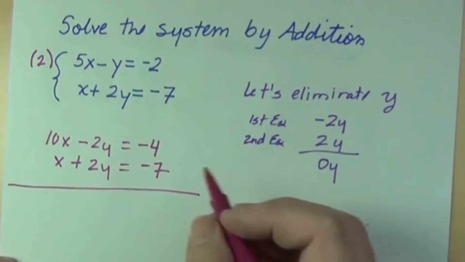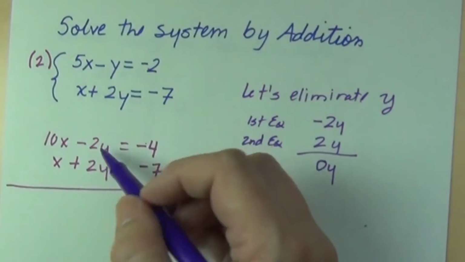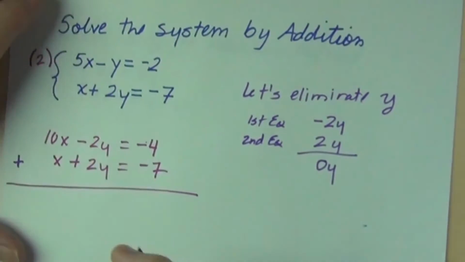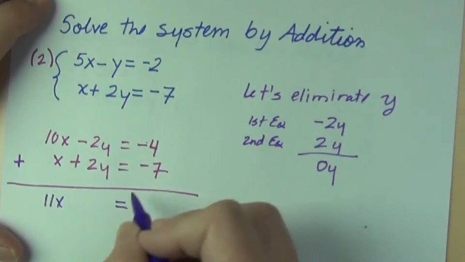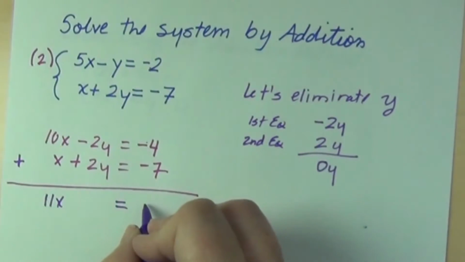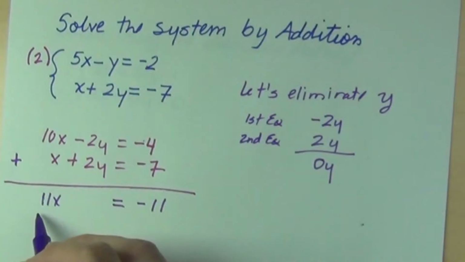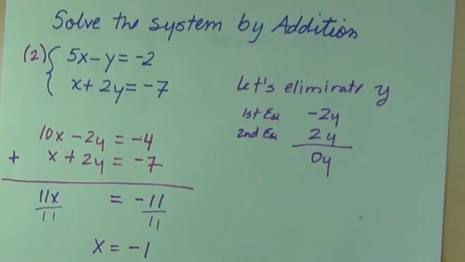All right. Once we have opposites, additive numbers that add to 0 in front of the y, we simply can add these two together. So let's do that at this time. Add the x's, we get 11x. Add the y's, we get 0. Add these numbers on the other side, and we get negative 11. Now we can find out what x is very easily by dividing both sides by 11. And so we've come up with x equals negative 1.